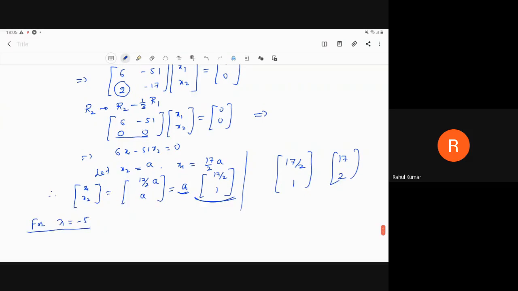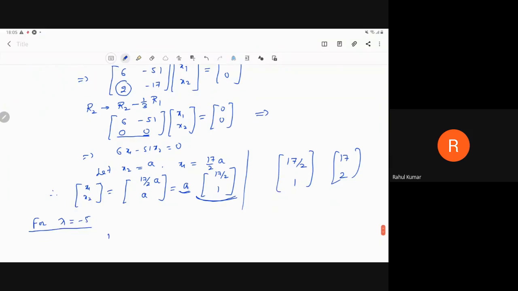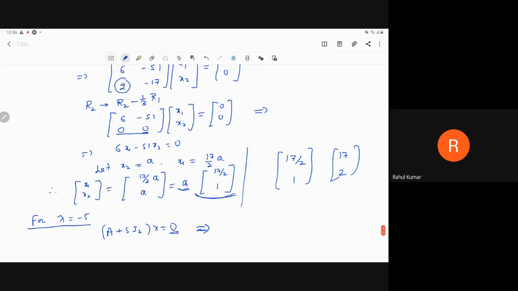For lambda equal to minus 5, what is the equation that we will solve? A minus lambda I2, lambda is minus 5, so A plus 5 I2 times x equal to 0. Here this 0 is not a normal 0, it is a column matrix with 0 entries. Okay, solve it. I will not solve it. You will do it yourself. Then I will solve a 3 cross 3 now. Tell me your answer. In the lecture notes, it is already solved. Just confirm the answer. It's the similar steps.